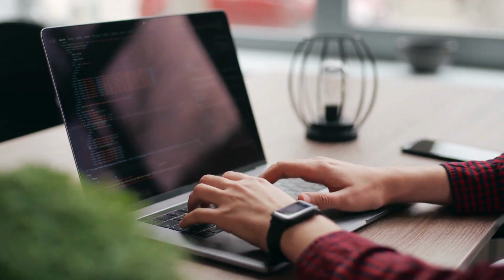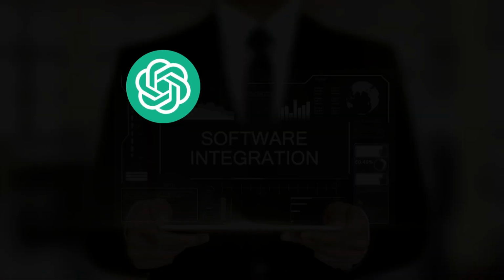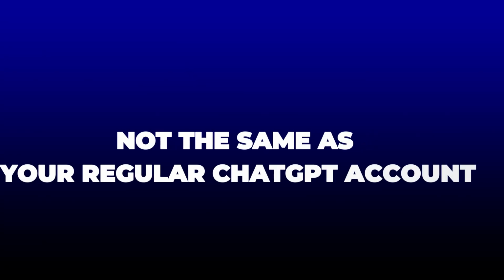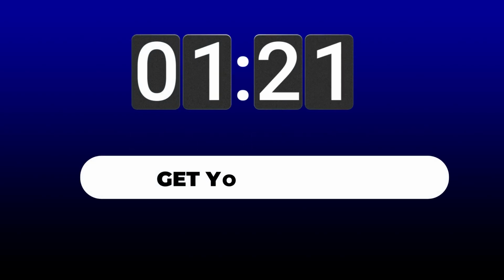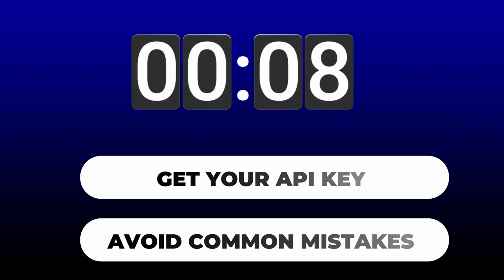Want to build your own AI-powered app or integrate ChatGPT in your projects? You will need one essential thing, an OpenAI API key. Here's the catch. It's not the same as your regular ChatGPT account. In the next few minutes, I'll show you exactly how to get your API key and avoid the most common mistakes that leave people stuck.